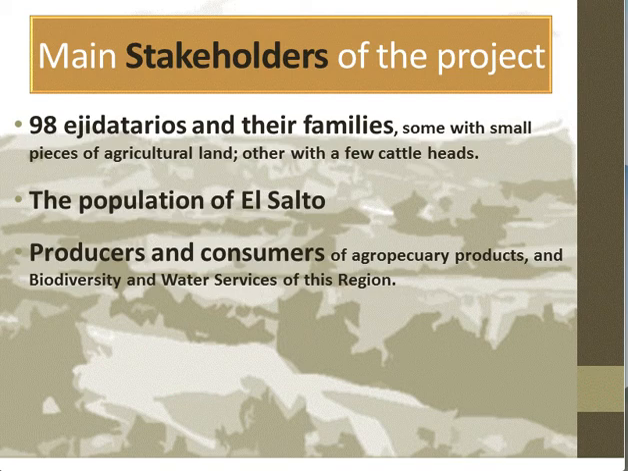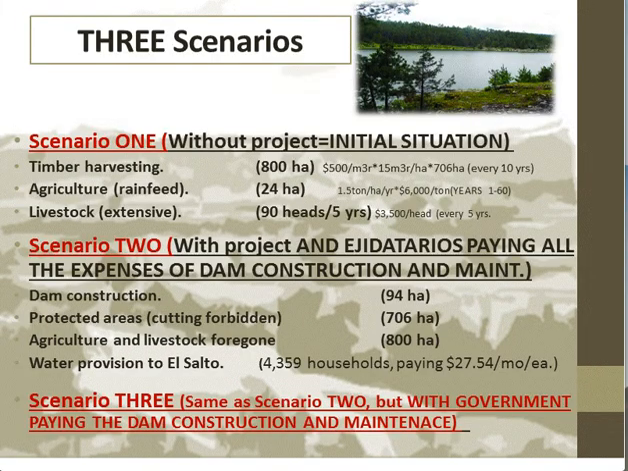The main stakeholders in that area are the 98 ejidatarios and their families, some of them with small pieces of land, others with a few cattle herds. The population of El Salto is also a stakeholder, and the producers and consumers of agricultural products coming from this region. We analyzed three scenarios. Scenario one is the initial situation where there is timber harvesting in the basin area, in about 800 hectares, agriculture in 24 hectares, and livestock with about 90 herds every 5 years.